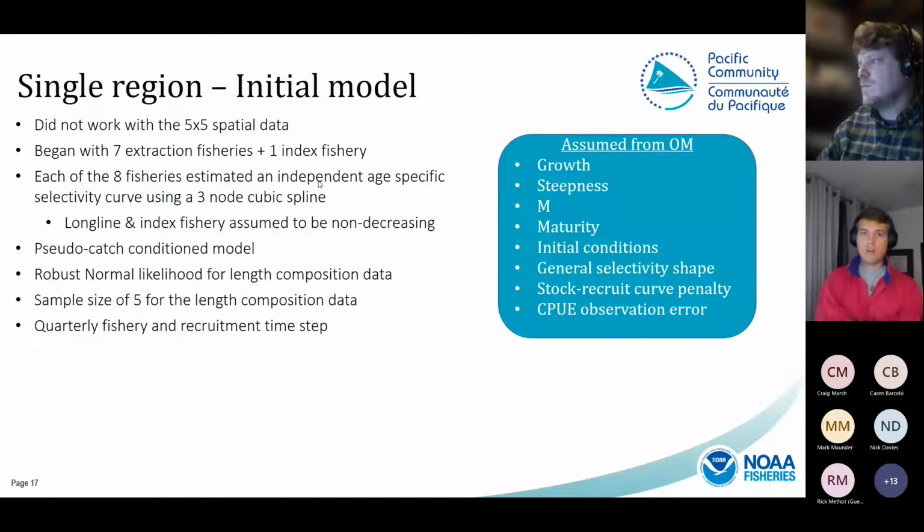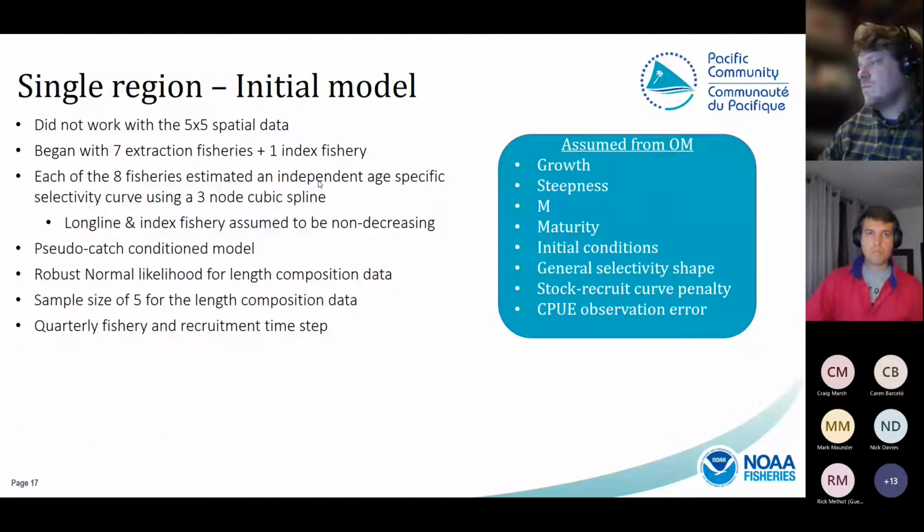So we didn't estimate growth, we didn't estimate steepness, we didn't estimate natural mortality, and maturity was fixed at the values in the OM documentation. The initial conditions we set to be equal to the initial conditions at equilibrium based on natural mortality. We assumed the general selectivity shapes for the different fisheries based on the descriptions in the operating model. The penalty on the recruitments from the stock recruit curve we took from the OM documentation, and also the CPUE observation error.